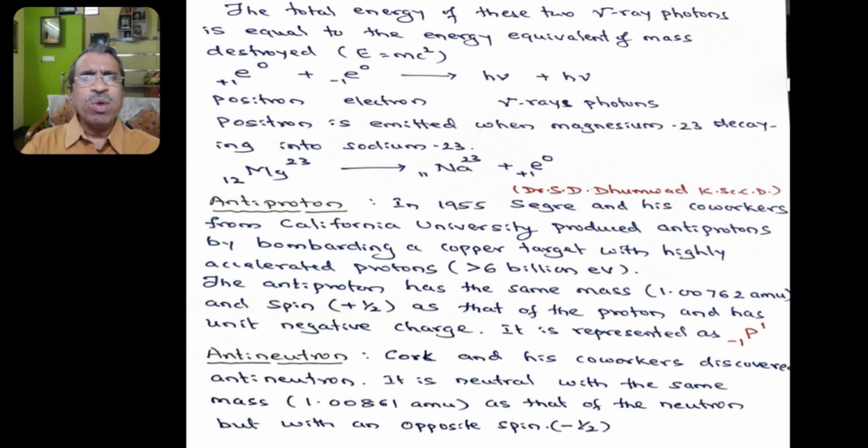Similarly, let us know about the anti-neutron. Corke and his co-workers discovered the anti-neutron. It is neutral with the same mass, that is 1.00861 AMU, as that of the neutron, but with opposite spin, that is minus half.